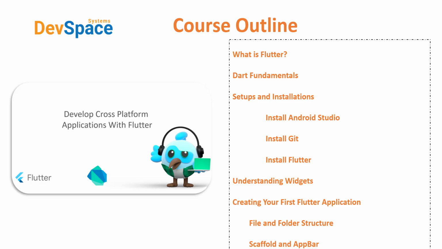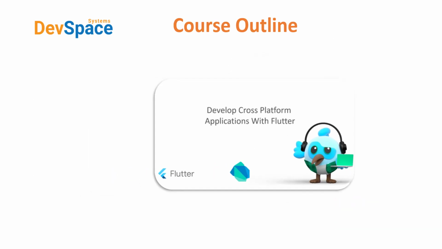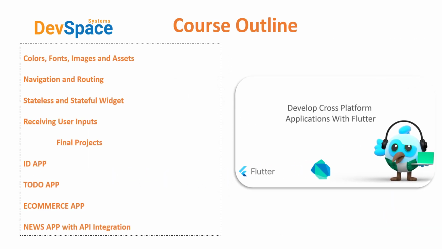Where do you find this? What do you do here? We'll look at the various file structure and how we can manage our code. And then we'll dive deeper into how we can use the scaffold and the app bar. And we'll also look at how to manage fonts, colors, images, assets, those basic stuff.